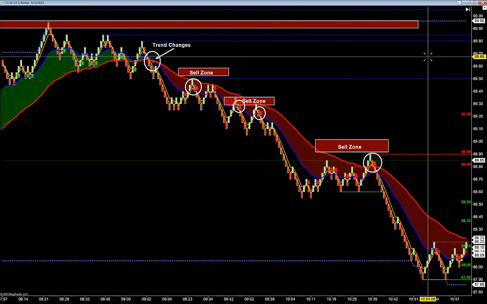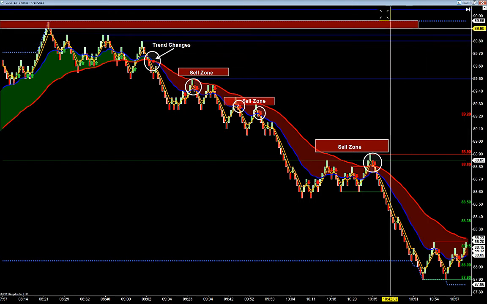But we know that the best trades are always going to occur within our trigger zone. After testing, in this case, we're selling short after testing a sell zone. And again, we're going to make sure we're trading right along with that long-term trend on the day today. So where do we take our profit on this?